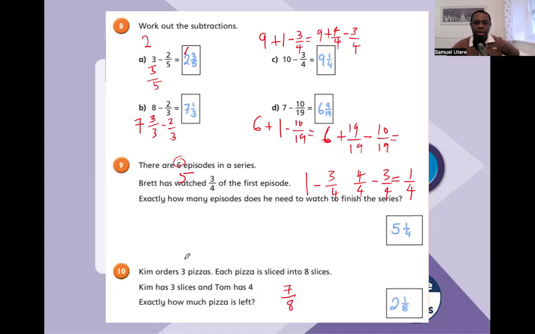Now remember that they bought 3 pizzas. Now they have only used 1 pizza. So it means they have 2 left. But remember, from that whole pizza, there is one part left. So it's a bit like saying the two that they have left, plus 1/8. That's why we have 2 1/8.